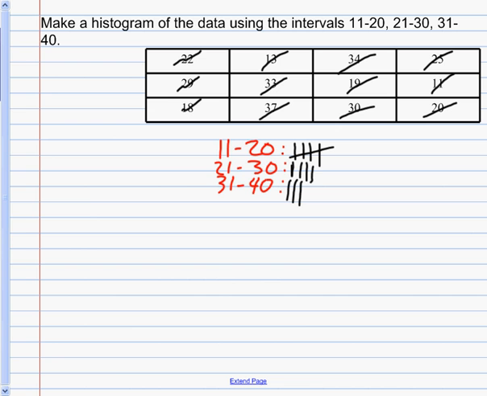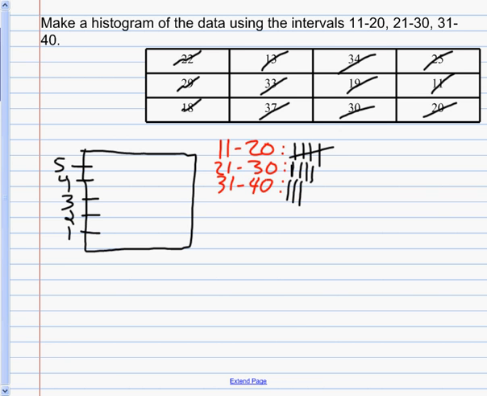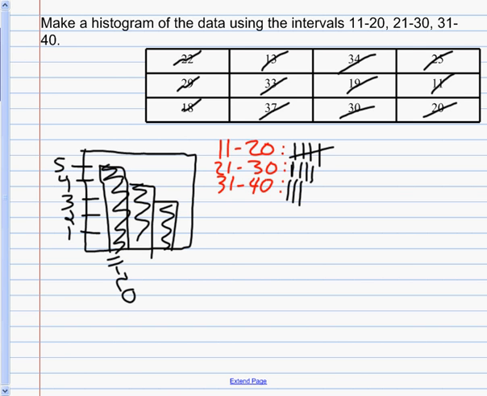So my histogram is going to be pretty basic. I can make it pretty small here. So we've got 1, 2, 3, 4, 5. We can label each one by 1. And then we don't even know the labels here. They didn't give us a label. But 11 to 20 is going to be 5. 21 to 30 is going to be 4. And 31 to 40 is going to be 3. And that is how we make our histogram.